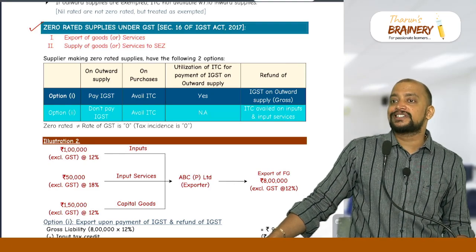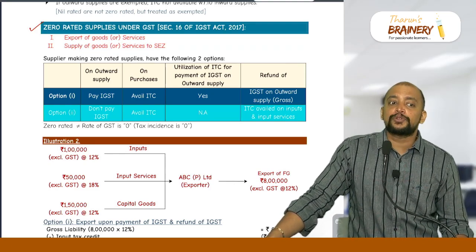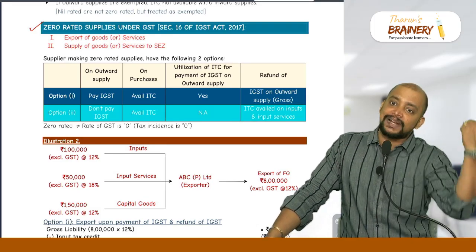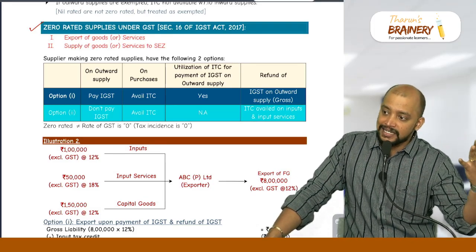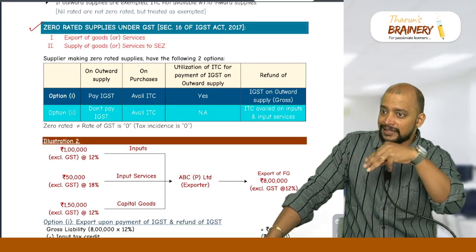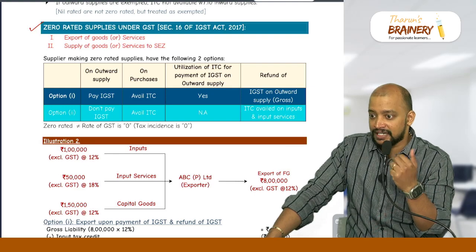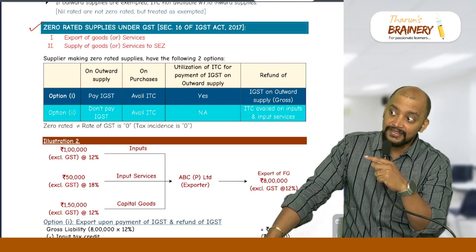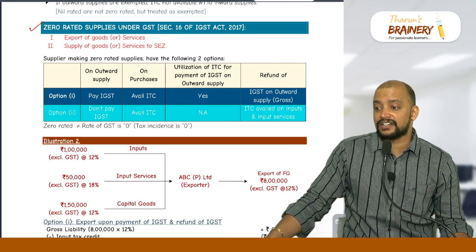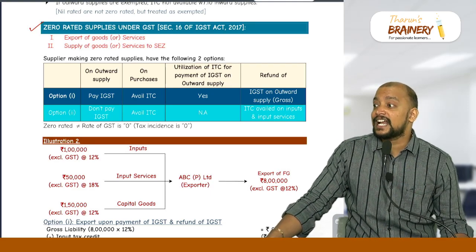For example, the gross GST is 8 lakhs. I have input tax credit 5 lakhs. How I have input tax credit 5 lakhs? To make this, I would have purchased something. So 5 lakhs credit. And 8 lakhs is my liability. So 8 minus 5, I will pay 3 lakhs. But how much I will get as refund? 3 lakhs or 8 lakhs? 8 lakhs. See there, gross IGST I will get as refund. Gross IGST, that is 8 lakhs I will get as refund.